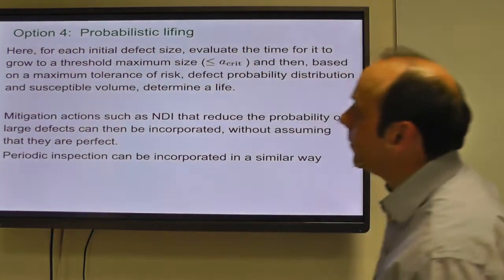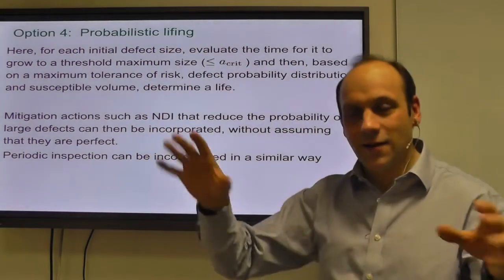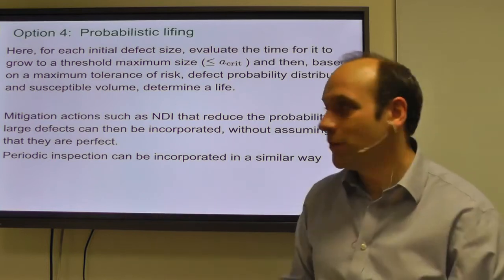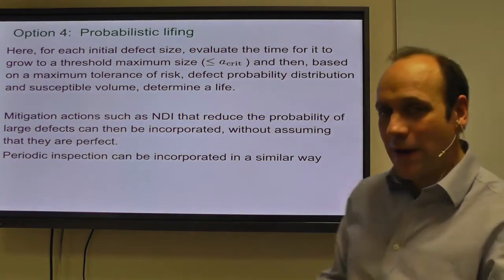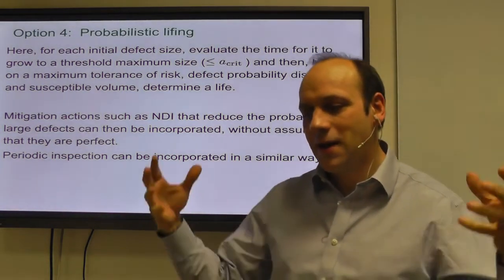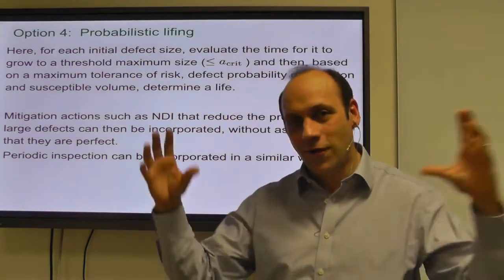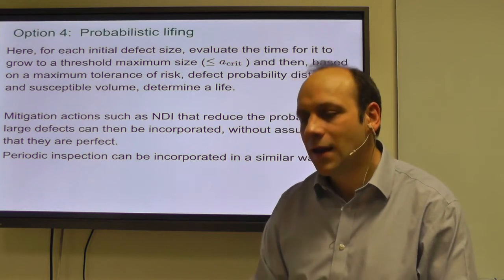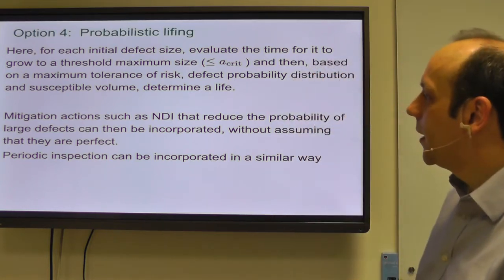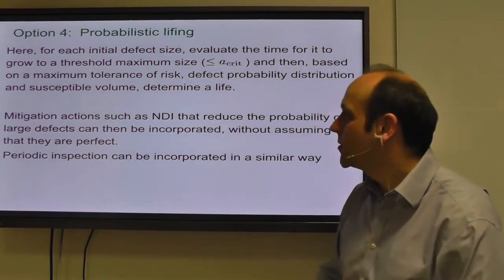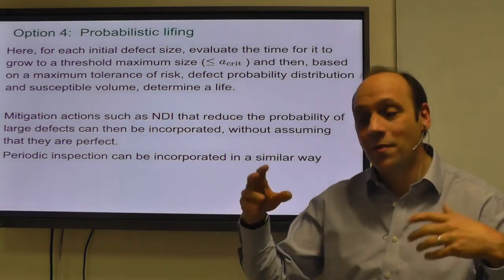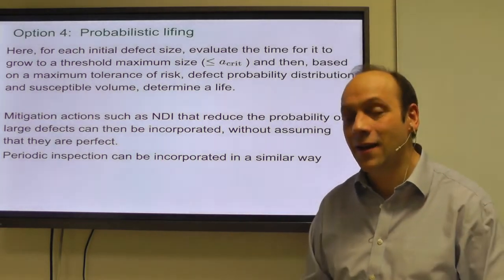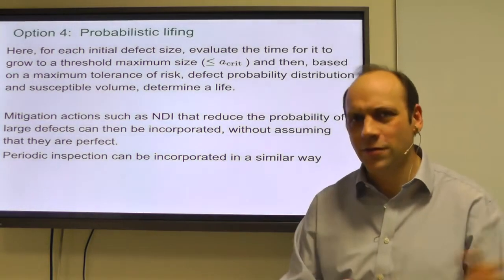So what we do is, for each initial defect size in the probability distribution, we would evaluate the time for it to grow to a threshold maximum size, and then based on our tolerance for risk, make the defect probability distribution and the volume we have, estimate a life. And we could then incorporate mitigation actions like NDI that have a probability of finding the crack. So we could then incorporate a probability for success in NDI. We could do that in retirement for cause as well, actually.